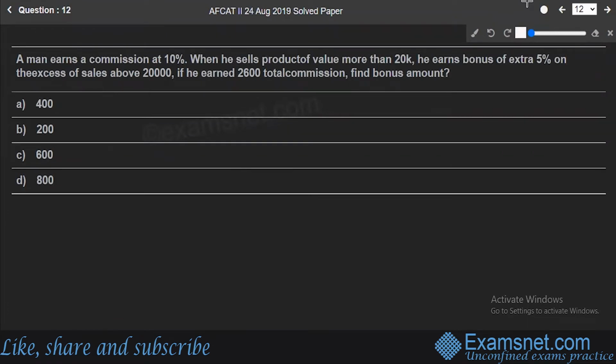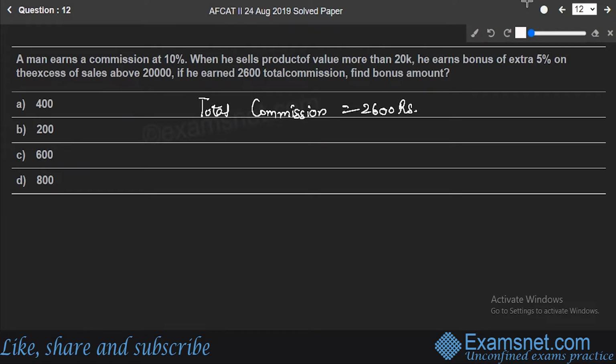A man earns a commission at 10% when he sells a product of value more than 20,000. He earns a bonus of 5% extra on the excess of sales above 20,000. If he earned 2,600 total commission, what was his bonus amount? You need to analyze the situation very clearly. First of all, the total commission he is earning is 2,600 rupees.